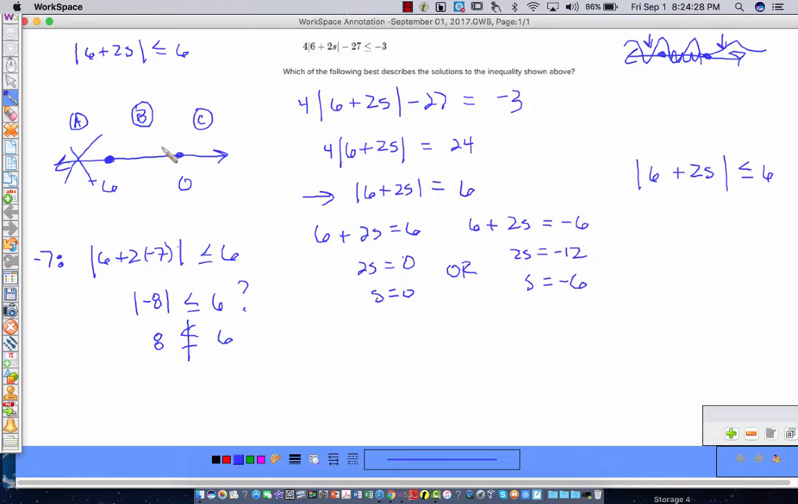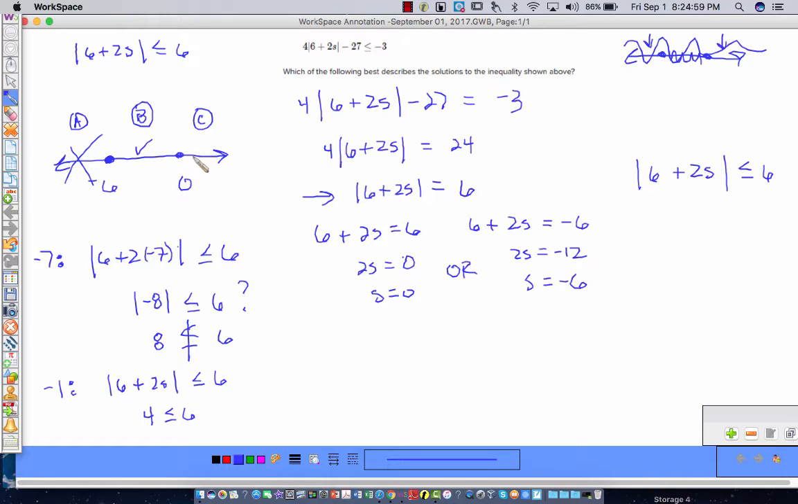So in here, let's try -1. Here's my -1 test, and this one we can do in our head for sure. Is the absolute value of 6 plus 2s less than or equal to 6? 2 times -1 is -2. 6 minus 2 is 4. The absolute value of 4 is 4. Is 4 less than or equal to 6? The answer is yes. So this region is good. And right now you actually know this is your answer.